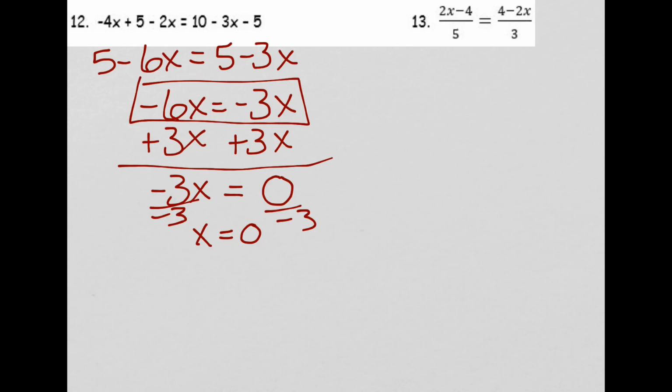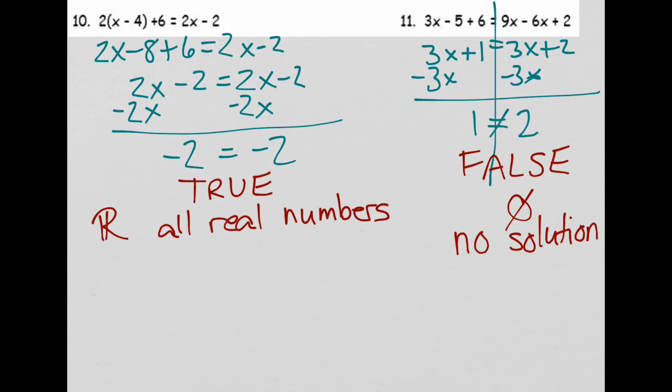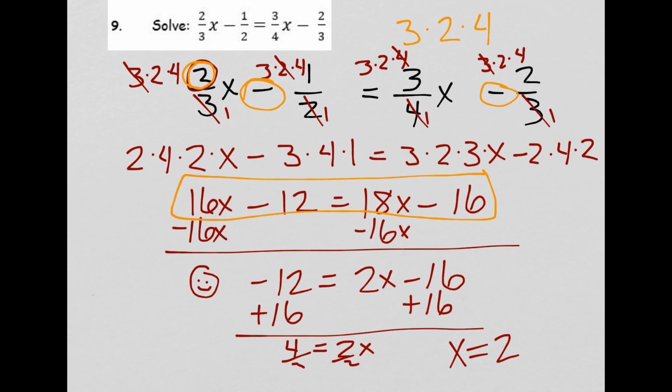Okay, so let's look at 13. And wow, we have some big fractions. What are the rules though? What did we do before when we had fractions? We found the denominators, right? We looked at the denominators. We came up with the lowest common denominator. We multiplied everything, both sides of the equation, by that denominator.